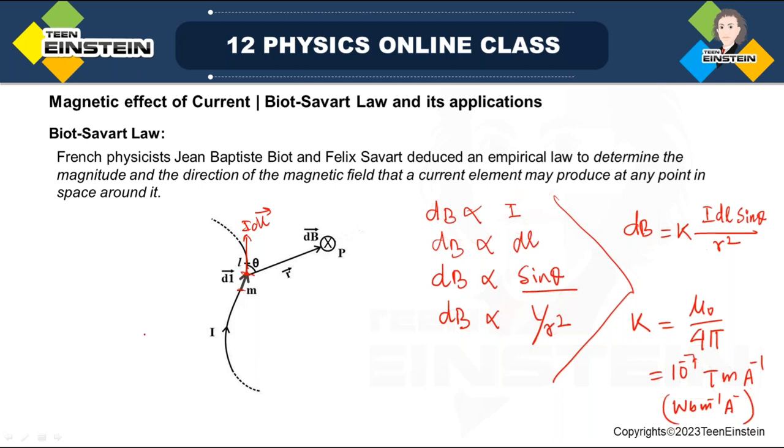What is this mu 0? This mu 0 has got a name. This mu 0 is called permeability of free space. Okay, this is called permeability of free space.